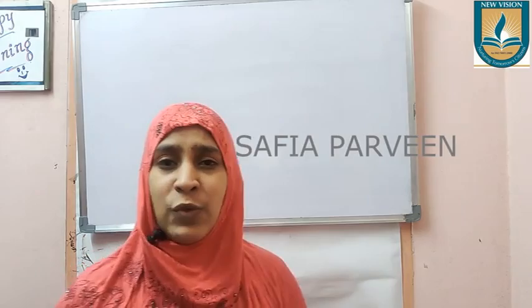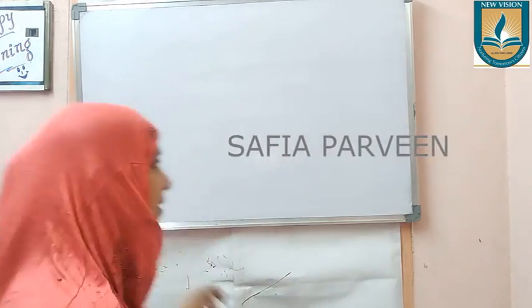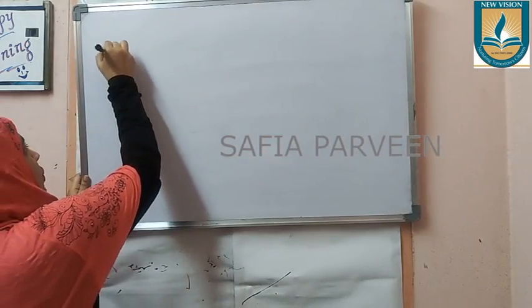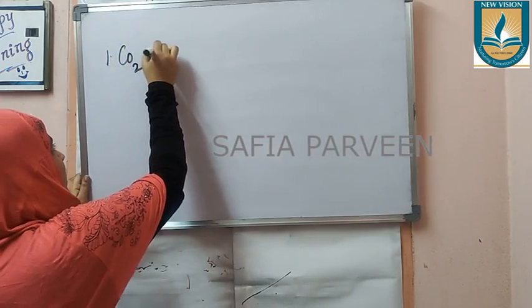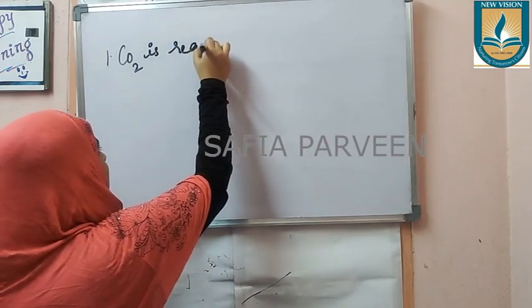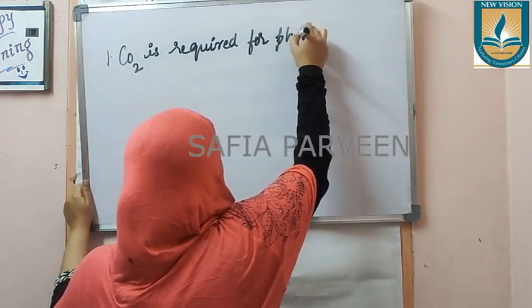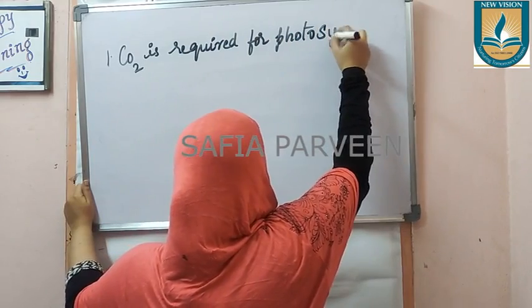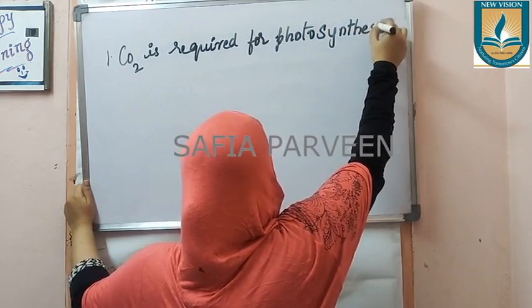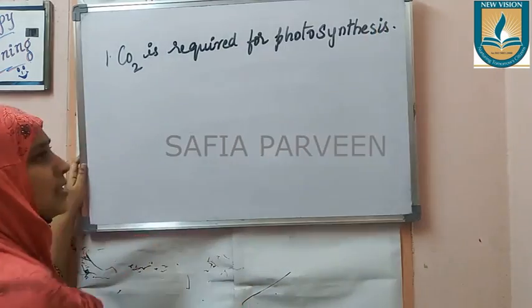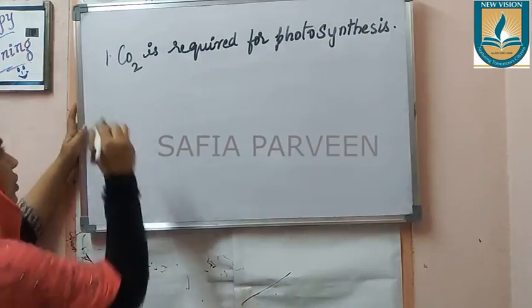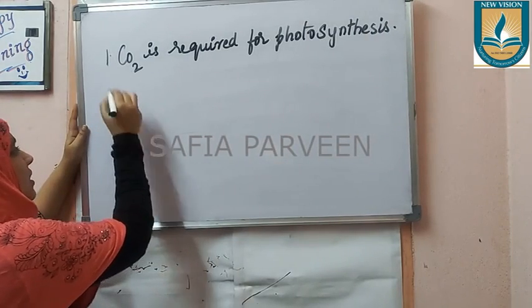Now, we still have some more experiments related to photosynthesis. We need to cover those experiments. What are the experiments we need to deal with? Let us look. First, we know that carbon dioxide is required for photosynthesis. We have an experiment to prove this. Carbon dioxide is required for photosynthesis can be proved with the help of an experiment. That experiment is the first discussion.